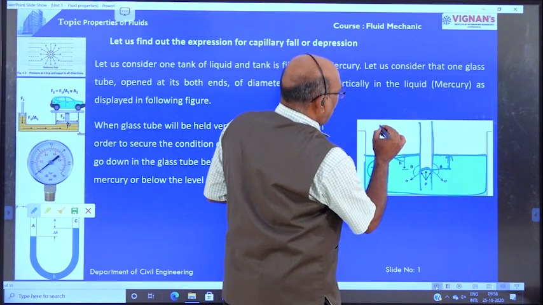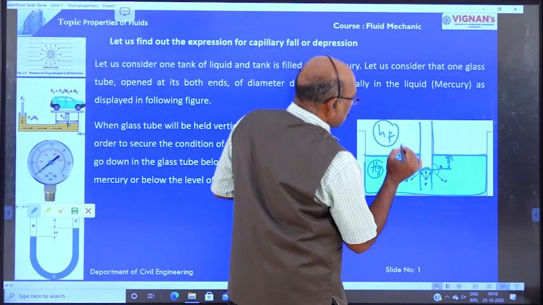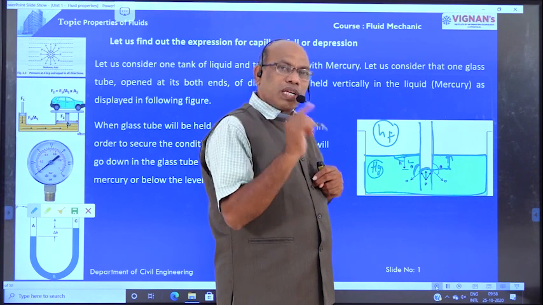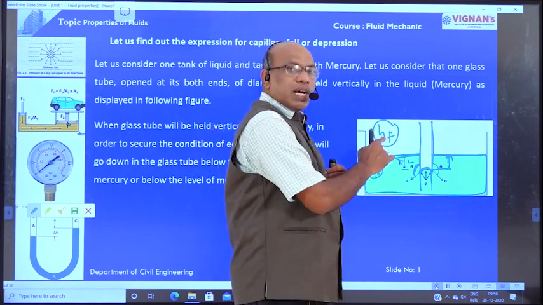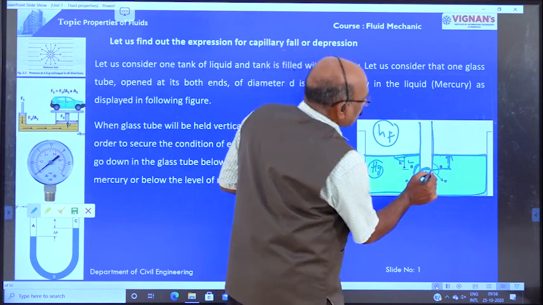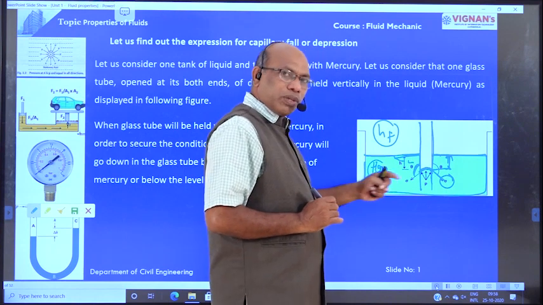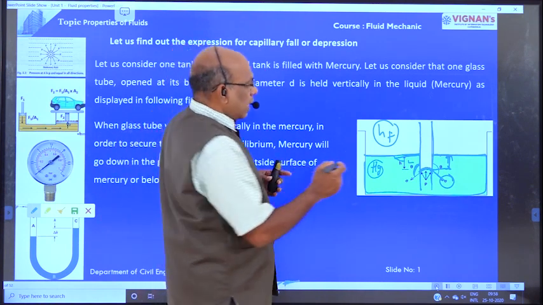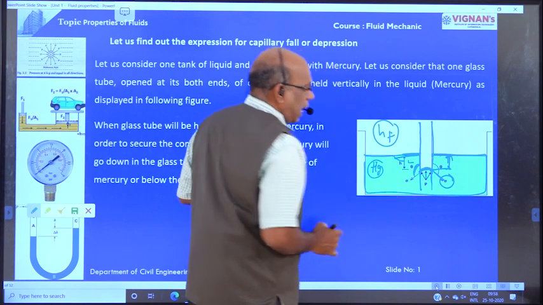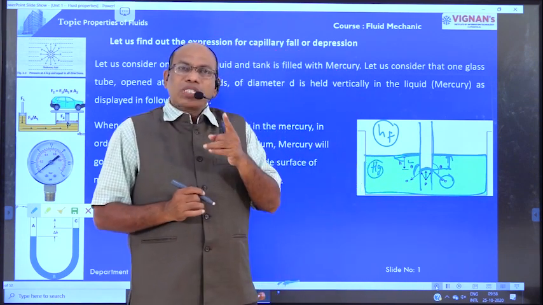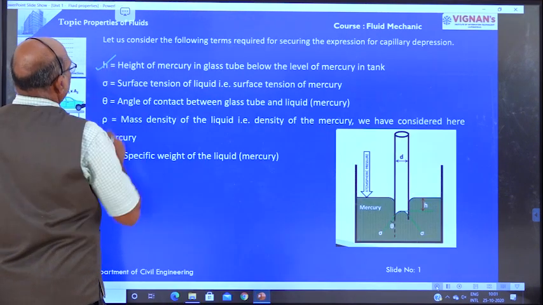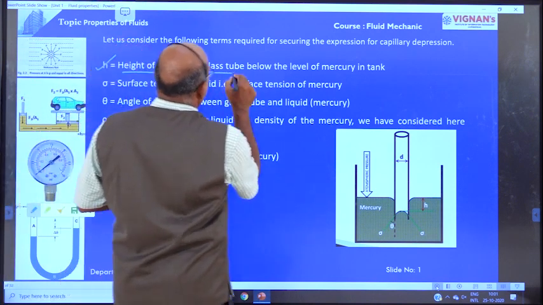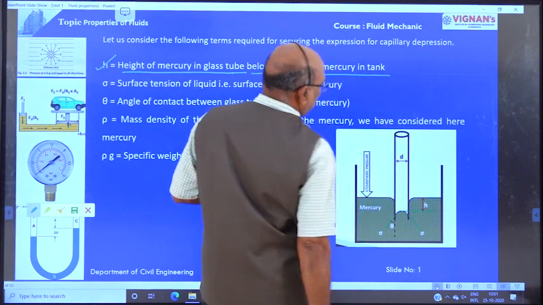This depth h is nothing but the capillarity fall. Theta is the angle between the glass tube and mercury, and sigma is the surface tension of the mercury. These are the terms used here. Here the liquid is below the existing level of the tank. Therefore in this case, for the hydrostatic force, h is the level of mercury in the glass tube, that is the height of mercury in the glass tube below the level of mercury in the tank.